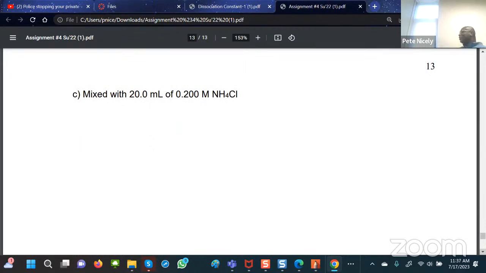Now remember, the original solution of ammonia was 0.100 M and the volume is 40 mL. And then you're mixing it with 20 mL of the 0.200 M ammonium chloride solution. So let me hear your ideas about this. How would you solve this problem? Or how would you start solving this problem?